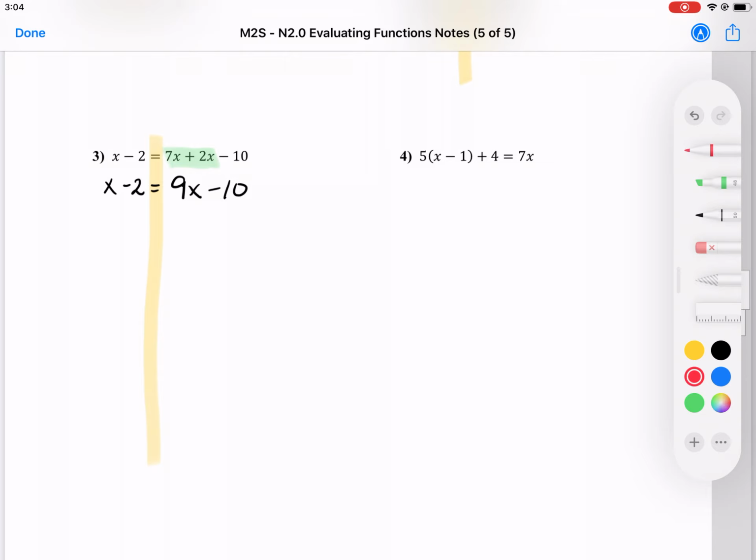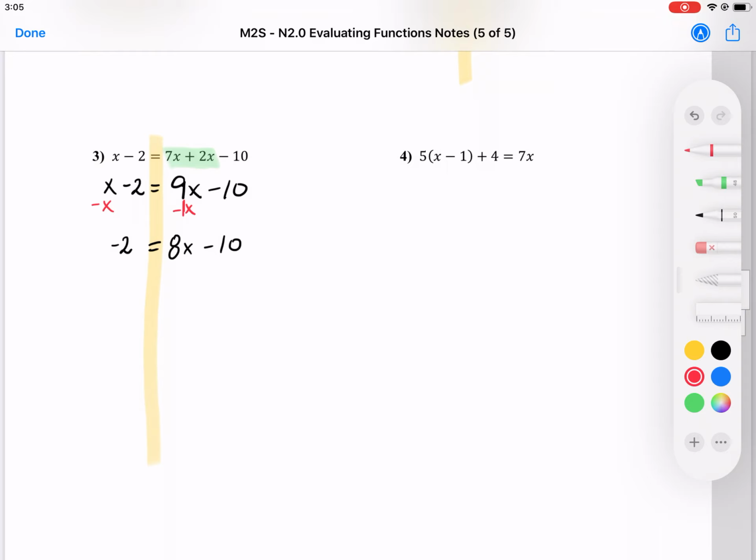Now I'm going to go ahead and get all the x's on one side. I'm going to go ahead and subtract x. I usually do the smaller one. So just remember this is like a 1. So I have -2 equals 8x minus 10, because 9 minus 1 is 8.